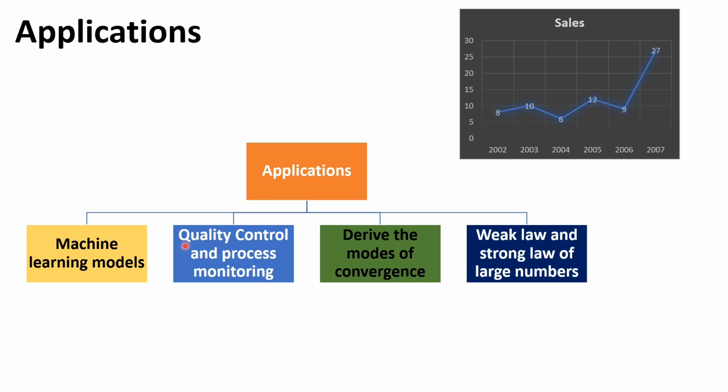And the second one is quality control and process monitoring. In the quality control, we will take an example of a manufacturing company which produces metal rods.